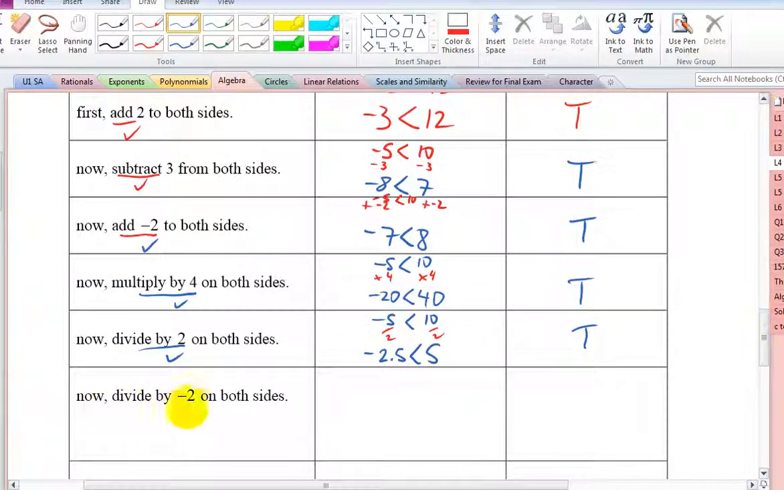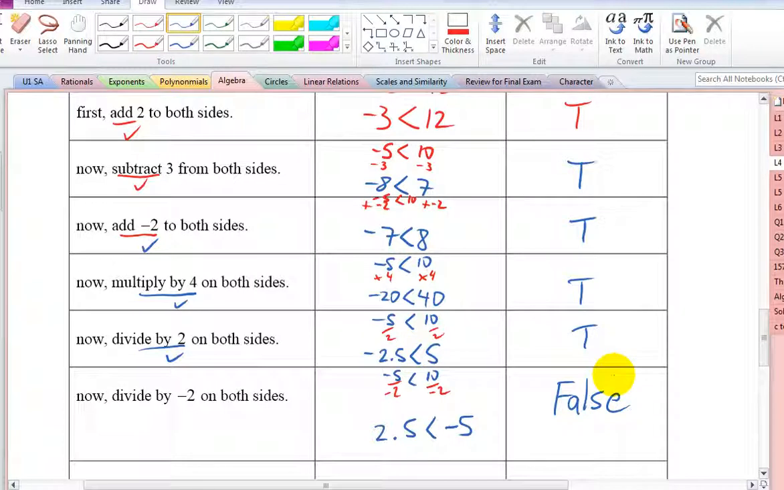Let's try this one. Let's divide by negative 2 on both sides. Okay. So we're going to start with negative 5 and 10. And we're going to divide by negative 2. Divide by negative 2. So over here we get positive 2.5. And here we get negative 5. Is 2.5 less than negative 5? No. What? So this is going to be false.